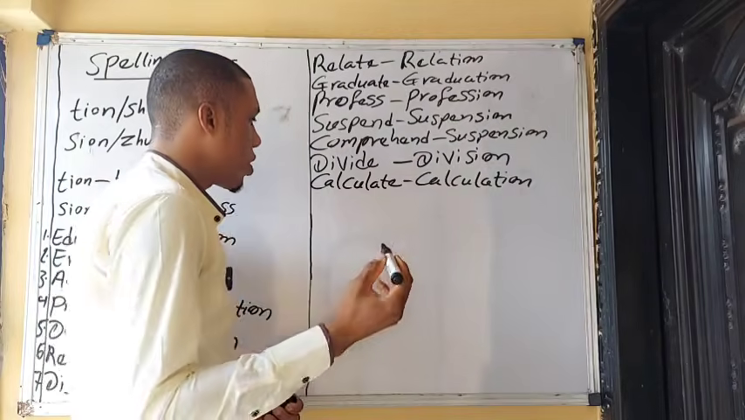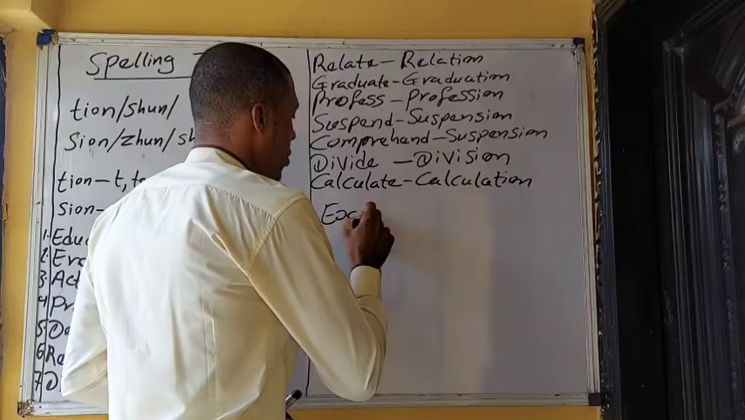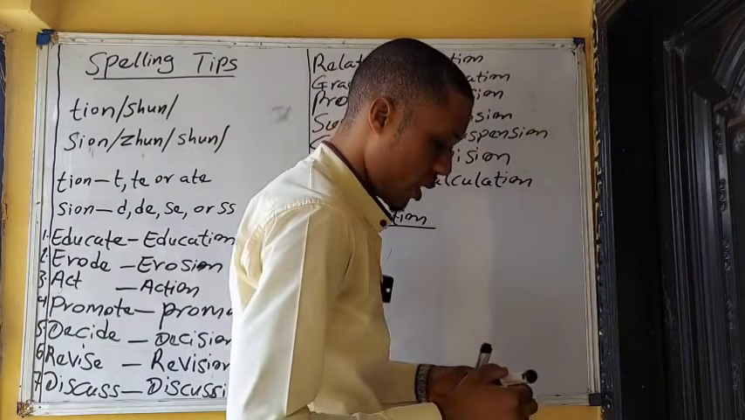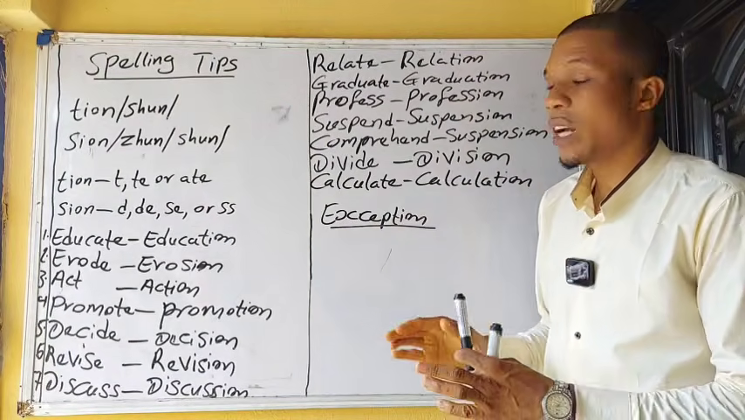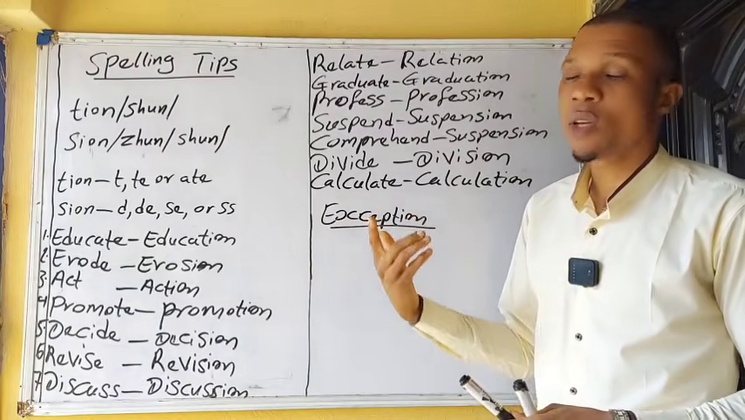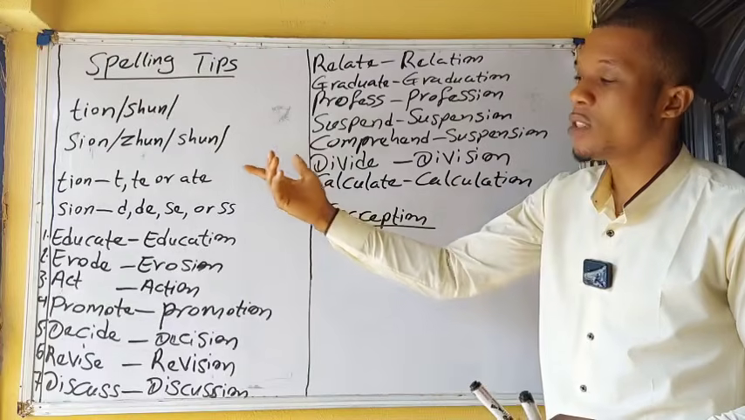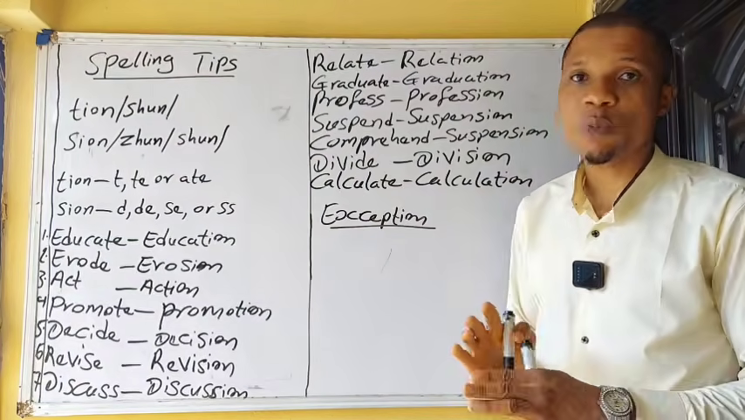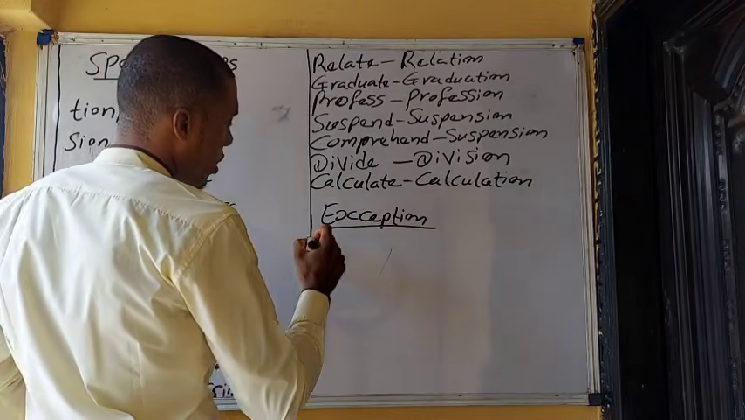So also you should know that we have some exceptions when we come to English spelling. That is to say, there are some that do not follow the process that we have explained, and there's no way you can use any method to identify which of them to use. So what we call them are exceptions. That is, they do not follow the process we have used to explain it.